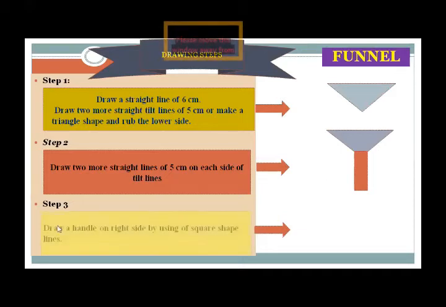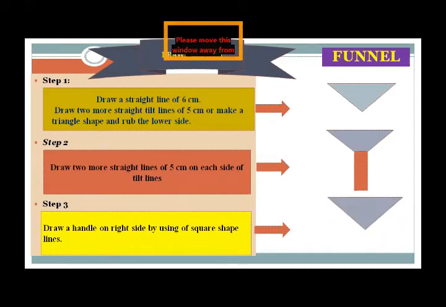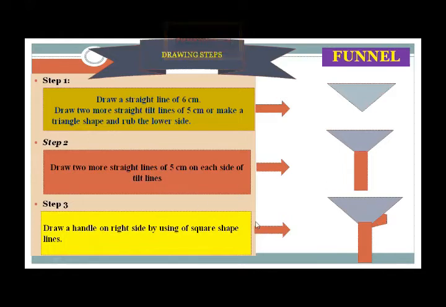Next one, draw a handle on the right side by using square-shaped lines. What you will do, my dear students, now you will join the handle. How will you do it? Look at this. First you will draw the triangle shape, then you will rub the lower side, and you will draw the handle of the funnel by using the square shape lines. It will be a little bit tilted, then you will make the handle of your funnel. Definitely you will draw it.